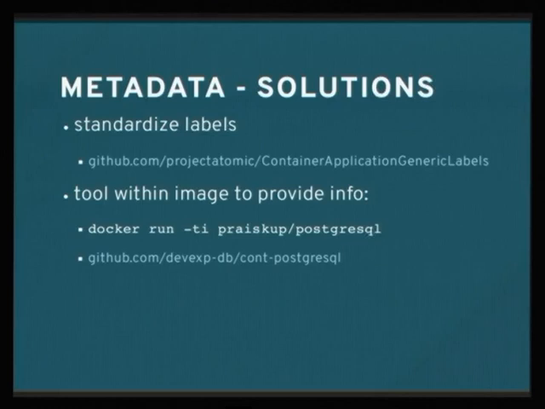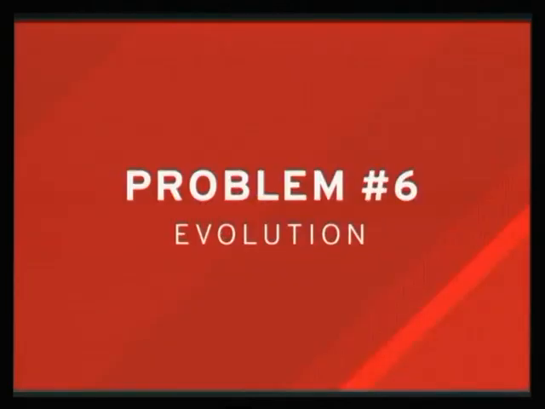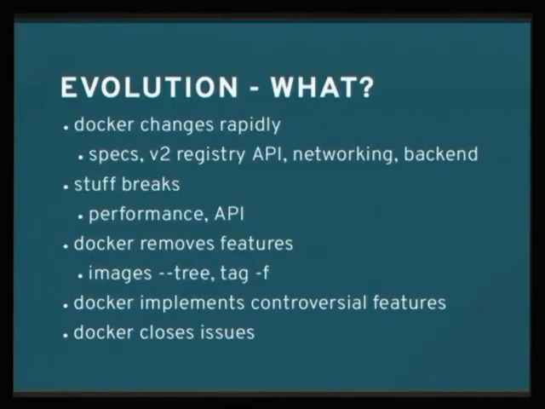Okay, let's go to the next problem. And that's evolution, and that's the most controversial thing. As I was working for the past year with Docker, building images and that kind of stuff, the most intrusive thing for us was that Docker was changing so rapidly. It was changing with every release. We had to fix a lot of bugs when the new release came. We had to work around stuff. We are still working around this stuff, and yeah.